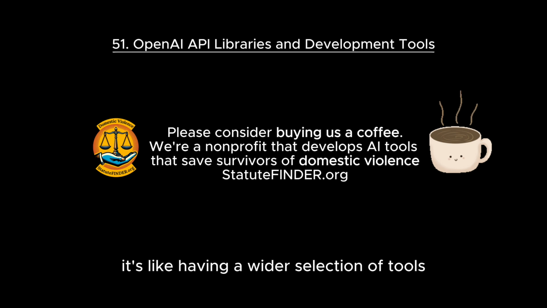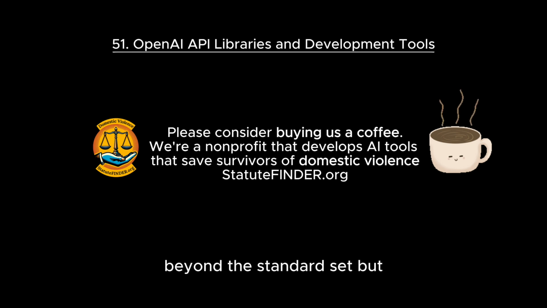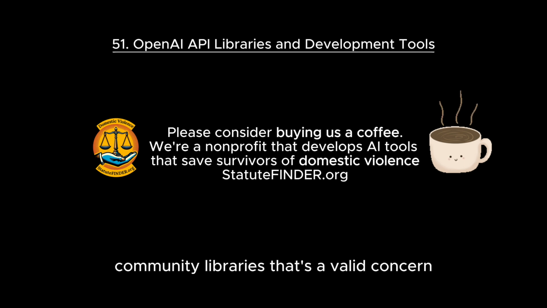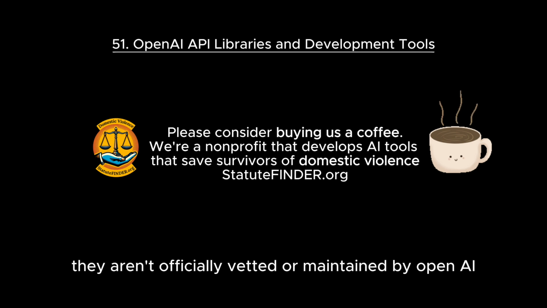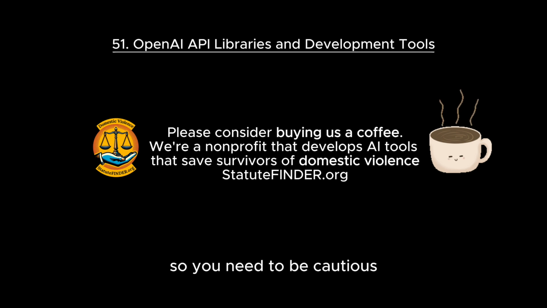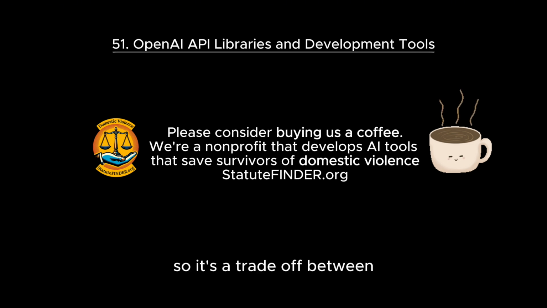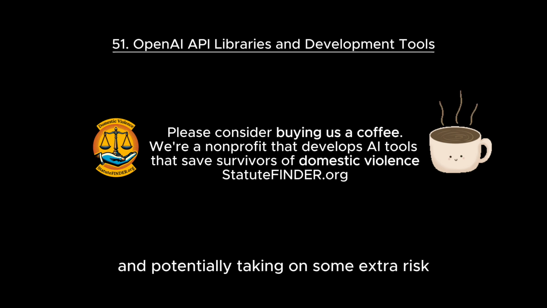So it's like having a wider selection of tools beyond the standard set, but wouldn't there be potential downsides to using these community libraries? That's a valid concern. While community libraries offer more options, they aren't officially vetted or maintained by OpenAI, so you need to be cautious. Always double-check the code. Look for updates and make sure the library is actively maintained. So it's a trade-off between having more options and potentially taking on some extra risk.